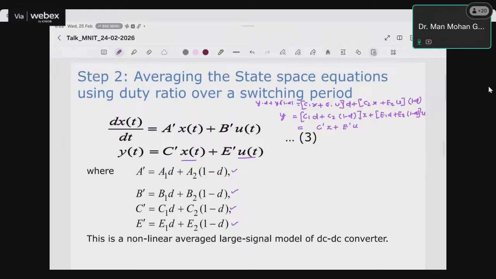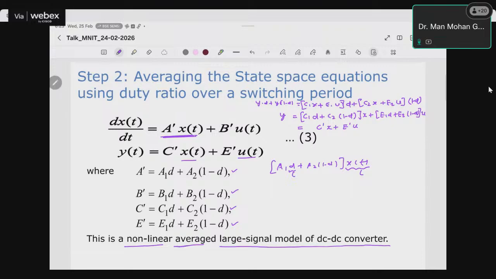So this model which I am getting here is called a non-linear averaged large signal model of the DC to DC converter. What is the meaning of this? Let us understand. It is non-linear because you can see this term A dash x(t), which is A1 d plus A2 (1 minus d) into x(t). This is a signal which is a function of time, and this is also a signal which is a function of time. When both multiply, it becomes second order, and it depends upon time also. So this system is non-linear.